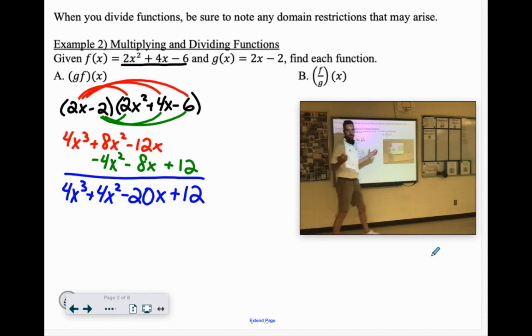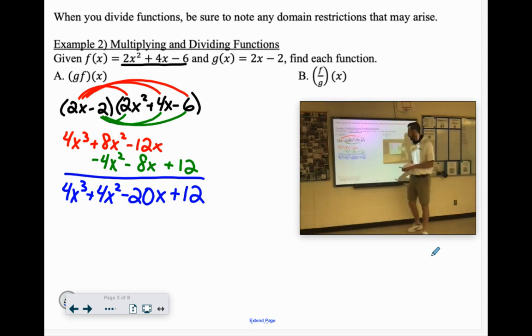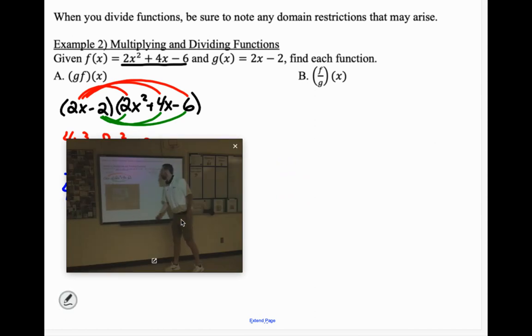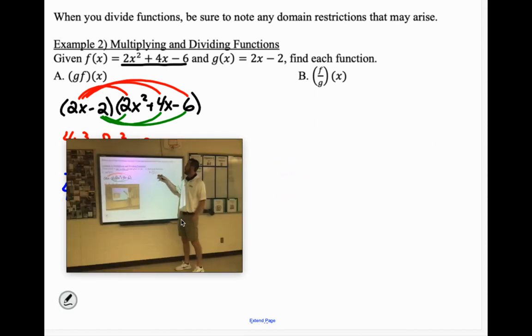Now, there's no restrictions on that one. We really only have to worry about that with division, which is coming up right here. So we're going to do f divided by g.